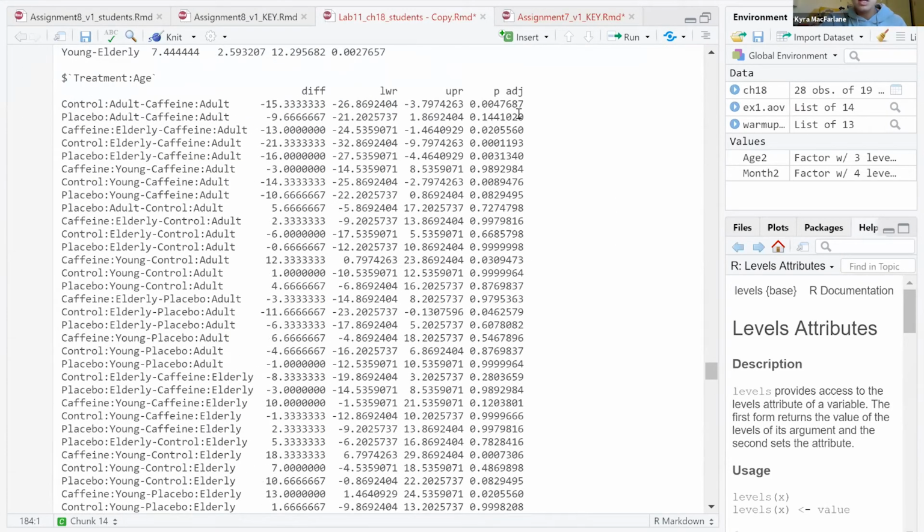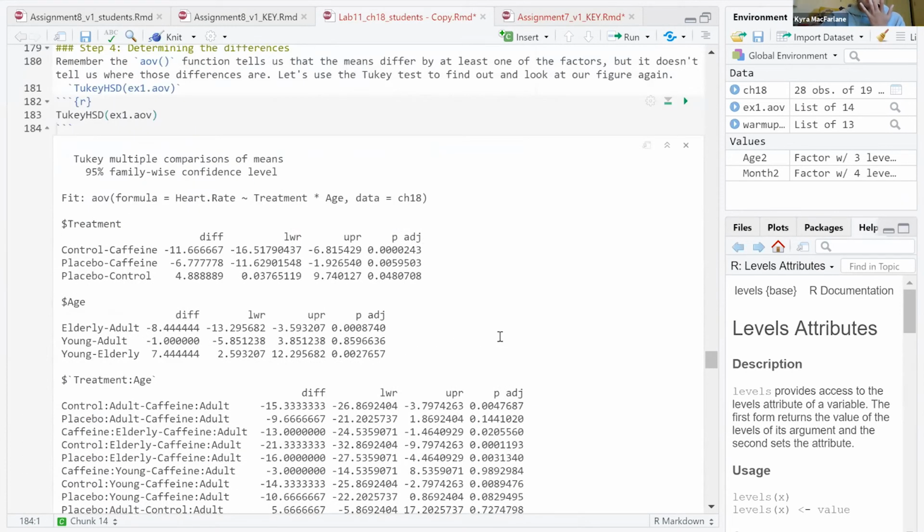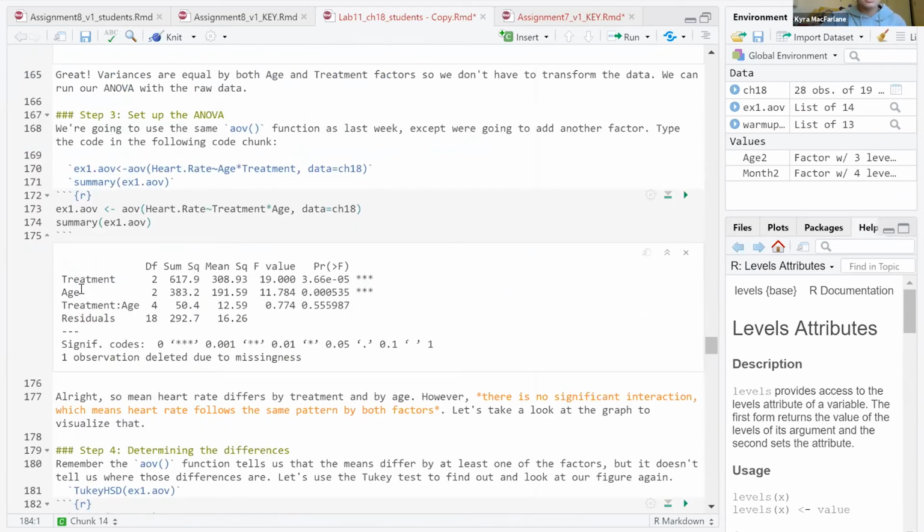And when you look at the Tukey test, you'll see some of these values are smaller than 0.05. Again, just don't worry about that though. We're focusing on these results. Generally, between treatment and age, there is no interaction. Even though some pairs may be specifically different from each other, in general, there is no interaction between them. There's no pattern going on.